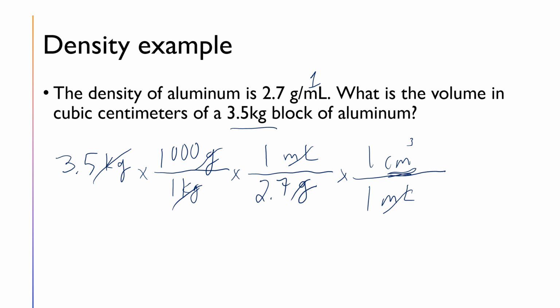So you would solve this by doing 3.5 times 1,000 divided by 2.7, and the ones don't really affect anything. Here we get 1,300 cubic centimeters. I use 2 sig figs because I have 2 sig figs in our problem. And so that's how you can use these multi-unit conversions in any kind of dimensional analysis problem.